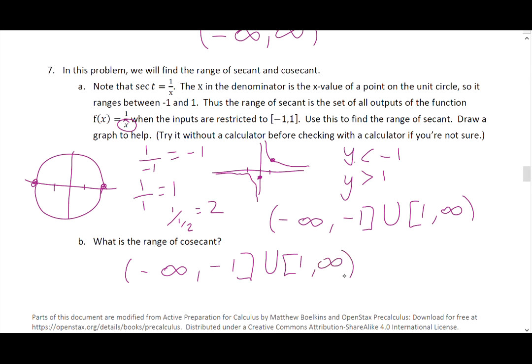Oh, I just realized I'm kind of answering the wrong question. So the range of secant was what we were doing just a minute ago. And that's this. The range of cosecant is going to be exactly the same.